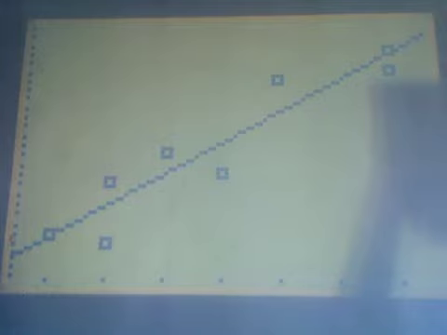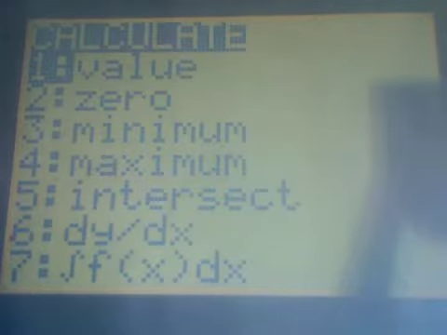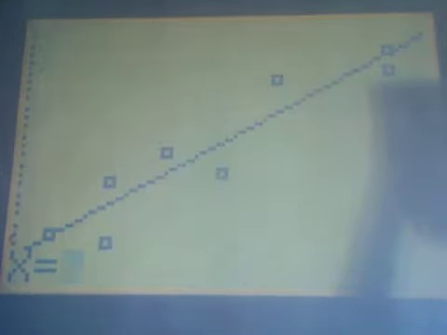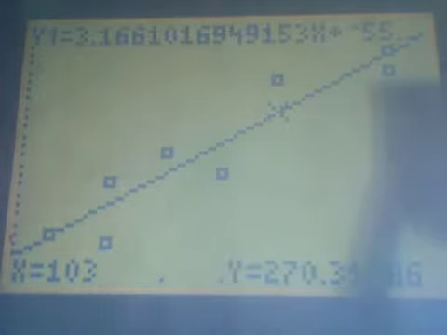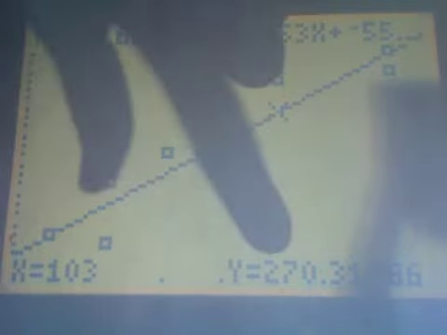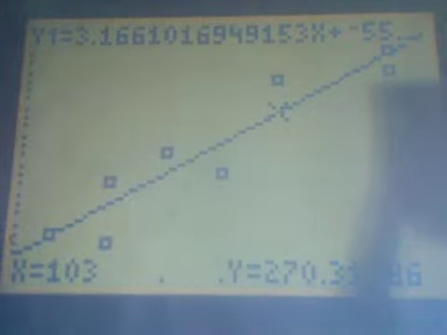From here, we can use the command second trace to get us to the calculate menu. The first choice there is value. If you click that choice, you can type in the 103 miles per hour that we're interested in, and you can see at the very bottom of the screen that it's predicting that the golf ball will travel about 270.3 yards.